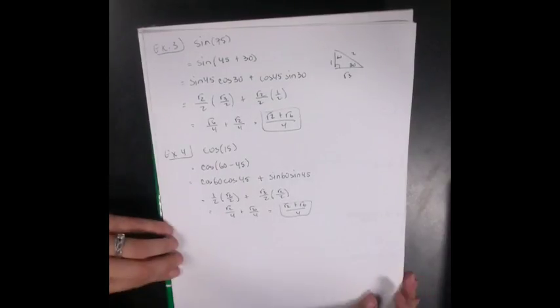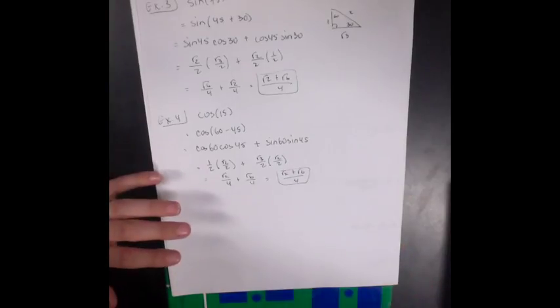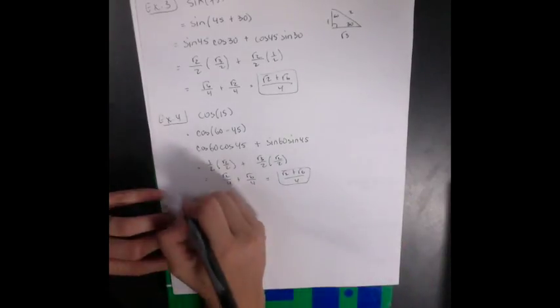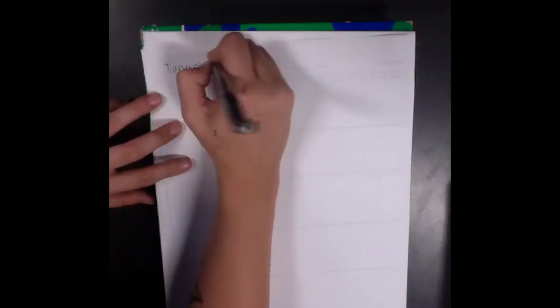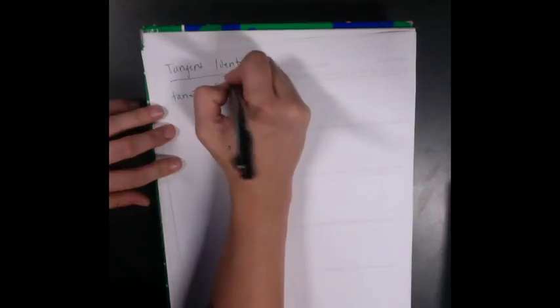Okay, now let's talk about tangent identities. Okay, I'll do a new page. Now tangent identities, they all start at remembering that the tangent of theta is the sine of theta over the cosine of theta.